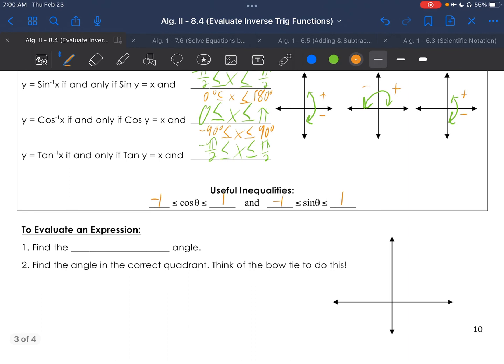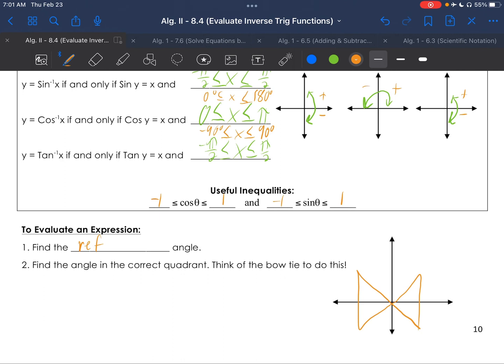So two little tips here, two steps for this. One, find the reference angle. That's what we were talking about earlier in our warmups as well. It was noting the reference angle. And once you find the reference angle, and you figure out, oh okay, for the reference angle of 30 degrees, sine would be 1/2, for example. Then from there, you find the angle in the correct quadrant. It says use the bow tie to do this, or think of the bow tie to do this.